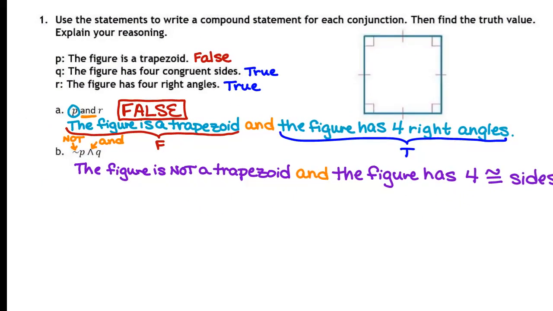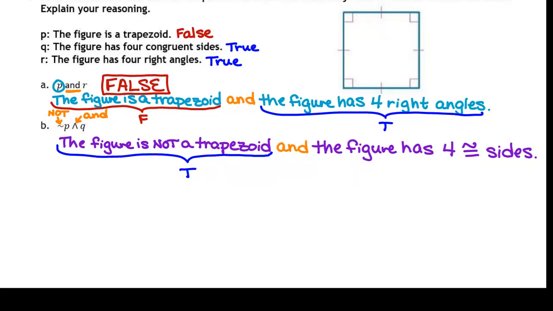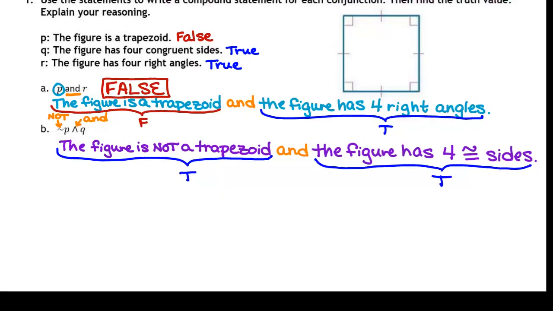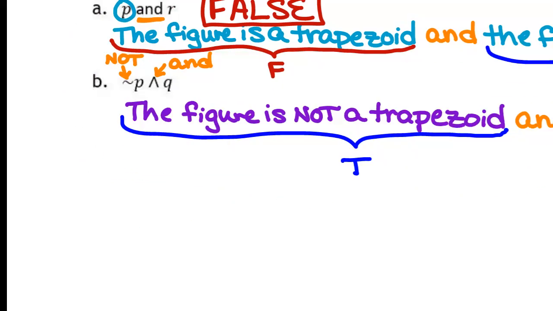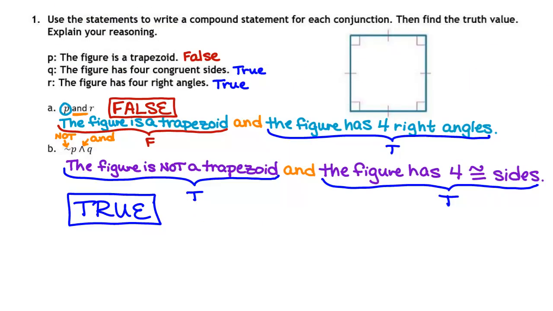All right, so let's go through and figure out the truth value. The figure is not a trapezoid. Is that true or false? That is true. The figure has 4 congruent sides. Is that true or false? That is true. This is an and statement. In order for an and statement to be true, I need both parts to be true. Are both parts true? So the whole statement then would be true. Nicely done. Let's try one more like that.